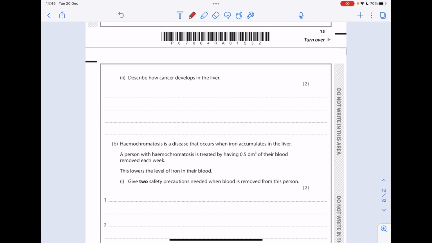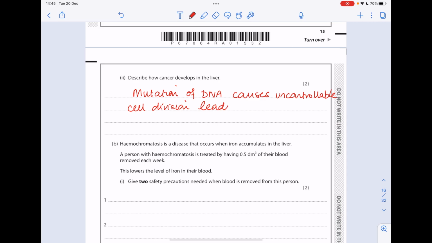Describe how cancer develops in the liver. First of all, you need a mutation of DNA, which causes uncontrolled cell division, leading to the formation of a tumour.